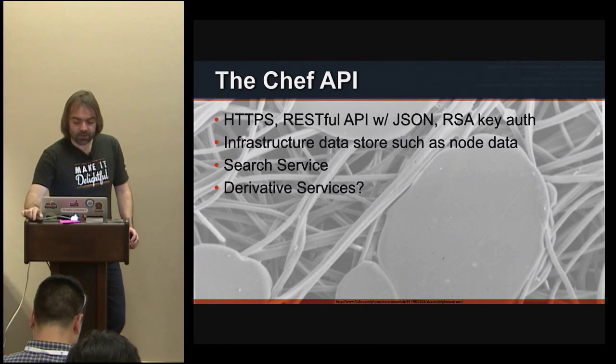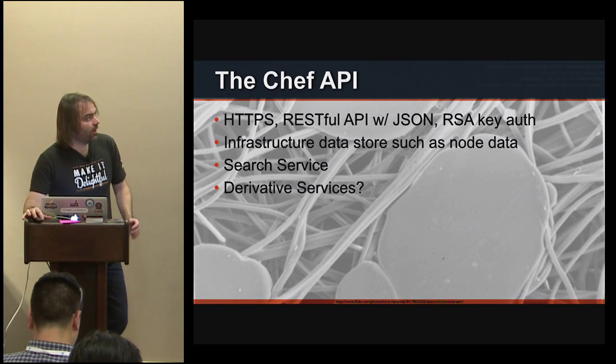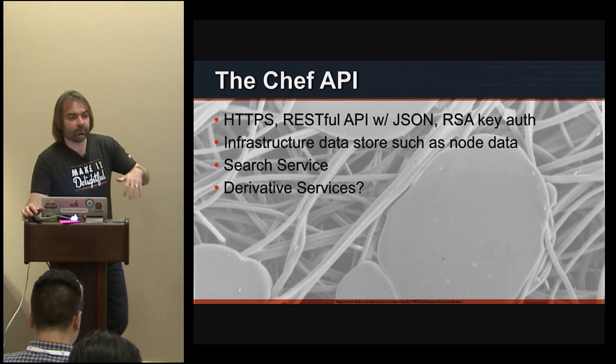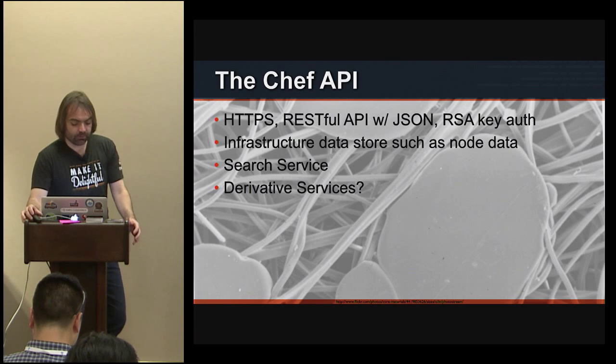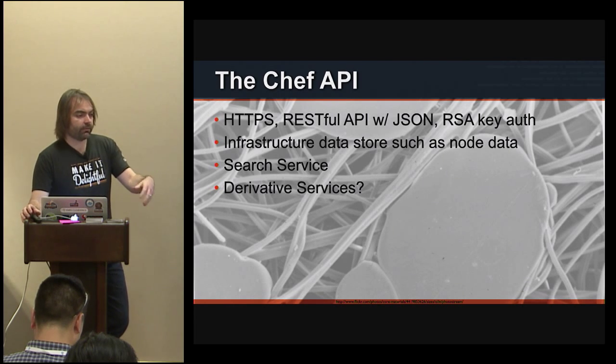Chef is built on the premise of using an API for everything. Everything, when you run a Knife command, or when you interact with the web UI, you're actually interfacing with our API. As we build in features, we usually put the feature first into the API, and then we expose it in the clients.